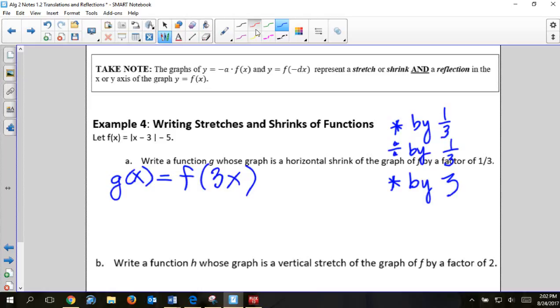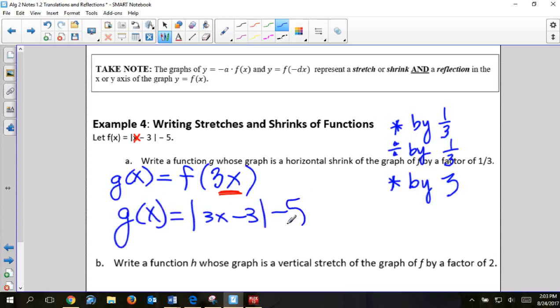And then remember yesterday when we have f of something, all you do is take x and replace x in the function with that something. So we're going to rewrite the function, but instead of x minus 3, it's going to say 3x minus 3 and then minus 5. So we'll have g of x equals the absolute value of, instead of x, we put 3x minus 3, minus 5.